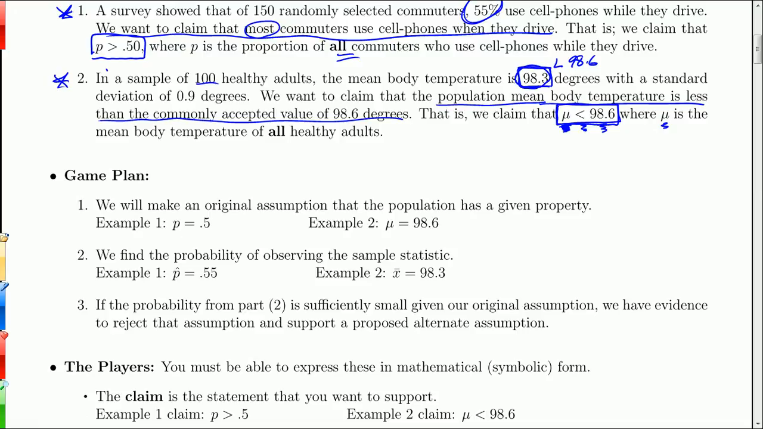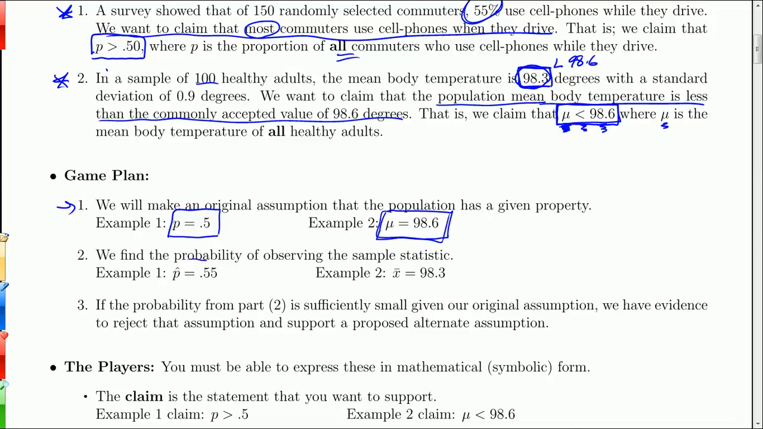So here's the game plan. We're going to make an original assumption that the population has a given property. In our first case, we claim that P is greater than 0.5, so our original assumption will be, all right, maybe P equals 0.5. Maybe the population proportion equals 0.5. In the second case, we say maybe the mean body temperature for all people is 98.6. We're claiming that it's less than that, but let's start off assuming that it is that.